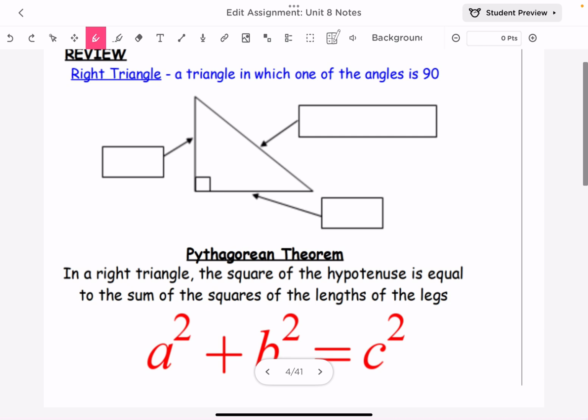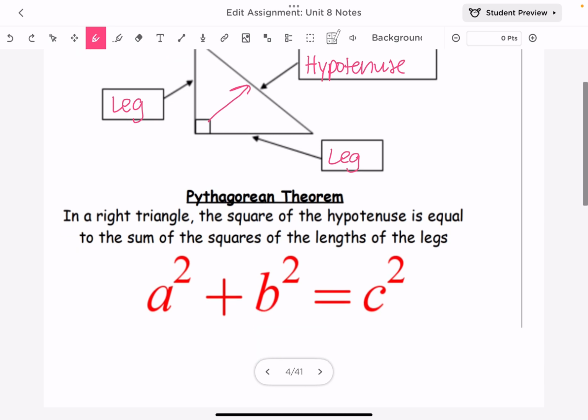So the parts of the right triangle, and we talked about this last time a little bit, we have the two legs, and then your hypotenuse is always located across from the right angle. So that's how you can find it. When some of these triangles are flipped around or rotated, you can identify that hypotenuse because it's across from the right angle, and then the other two pieces are going to be called our legs. And for the Pythagorean theorem, it's a squared plus b squared equals c squared. It is on the formula chart, but you should be able to have that memorized.